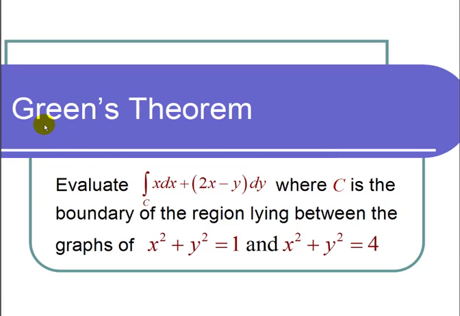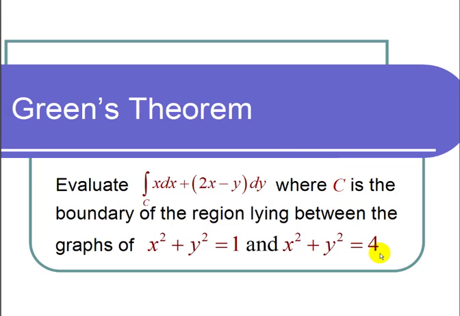This is a video on Green's theorem. The question states, evaluate the line integral over C of x dx plus (2x minus y) dy, where C is the boundary of the region lying between the graphs of x squared plus y squared equals 1 and x squared plus y squared equals 4.